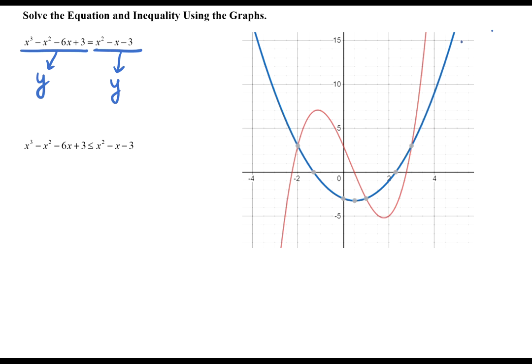We're familiar with the quadratic graph, so you can see the bowl-shaped curve here in blue would be y equals x squared minus x minus 3. And then the cubic graph has a little bit more curves to it. That would be the one here in red, y equals x cubed minus x squared minus 6x plus 3. To solve the equation, we want to look at where these graphs intersect. And because they're more involved, the cubic has more going on, we will have more intersection points.